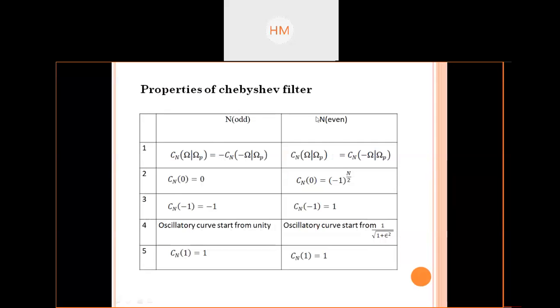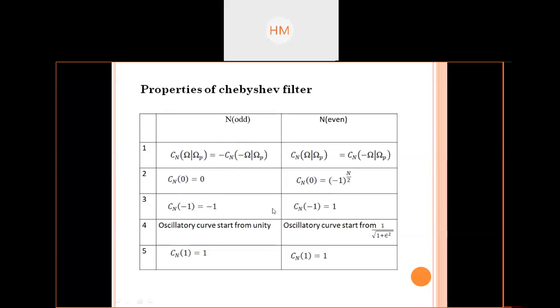For odd and even values, what Chebyshev polynomials will I get? Cn of Ω upon Ωp. If n is odd, it will be minus; if it's even, this will be minus only. Cn(0) will be 0 for odd order, and Cn(0) for even order will be (-1) to the power n by 2. Cn(-1) is -1 for n odd.